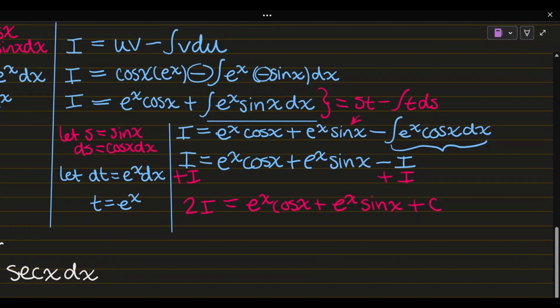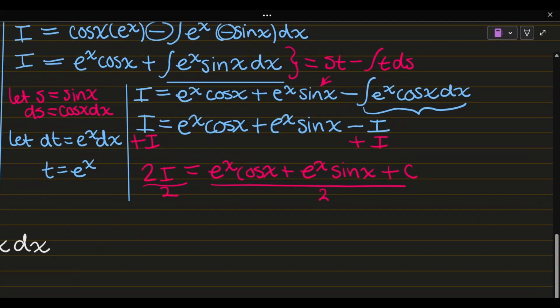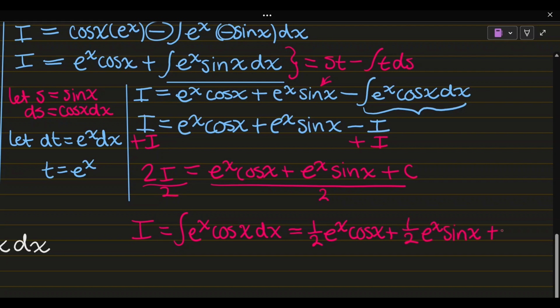Interesting. So now I can just divide both sides by 2, and that will solve for I, which was my original integral, e to the x cosine x dx. And I'll show you what I mean. Dividing both sides by 2, I, which is equal to the integral of e to the x cosine of x dx, is equal to 1/2 e to the x cosine x plus 1/2 e to the x sine x plus c. And that is the solution to this integral.